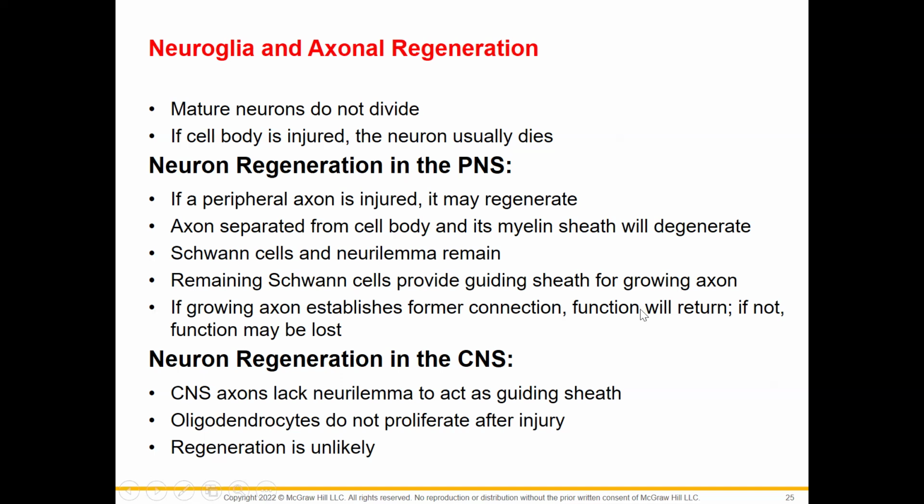If it does not, if it finds a new path, then the previous function may be lost, and there may be new function. There may be new sensations that you didn't have before, new movement that you didn't have before.